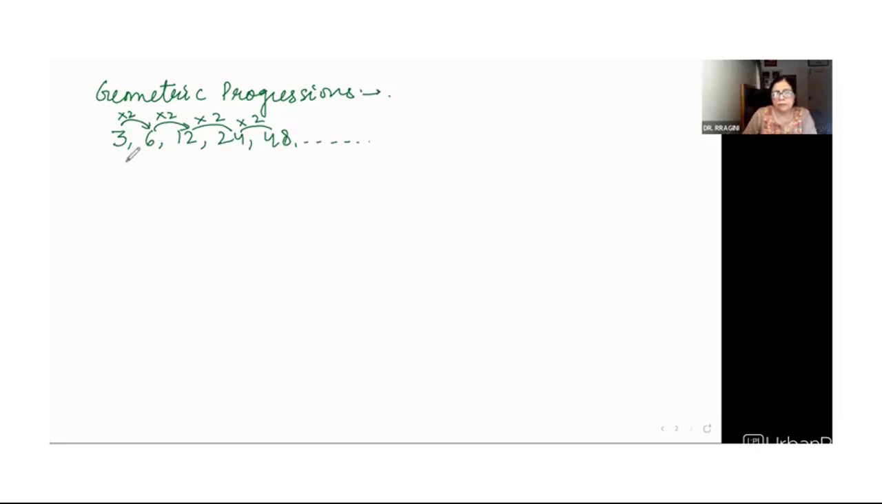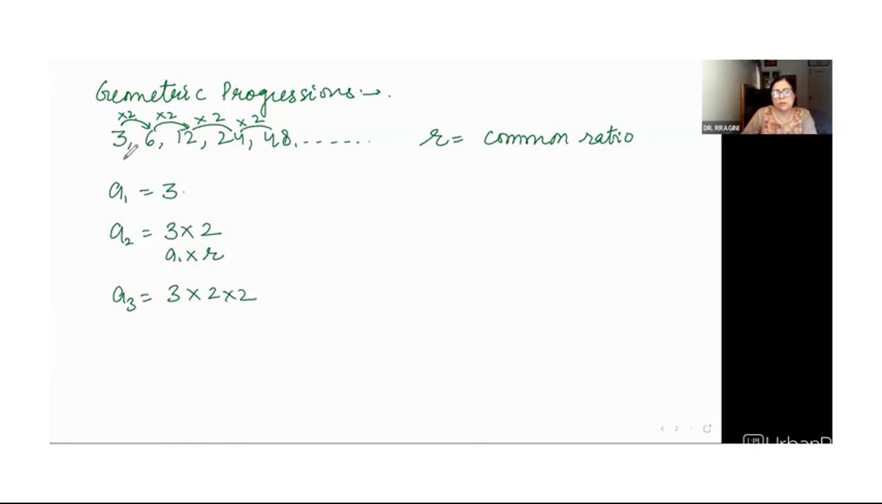Let this be A1. 3 is A1. A2 is what? 3 times 2. That means this is A1, and this is called the common ratio. R is the common ratio. In AP we had a common difference; here we have a common ratio. This is R. So what is A3? A3 is 3 times 2 times 2, that is 12. This is A1, A2, A3.